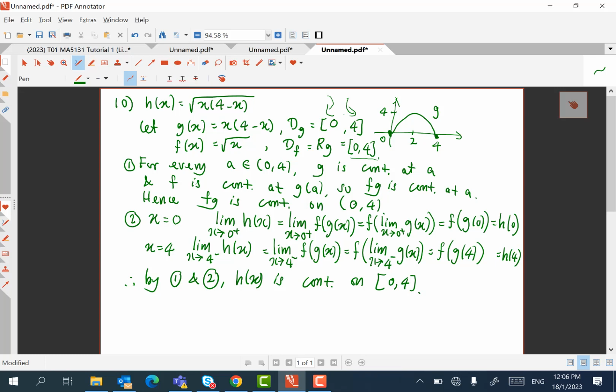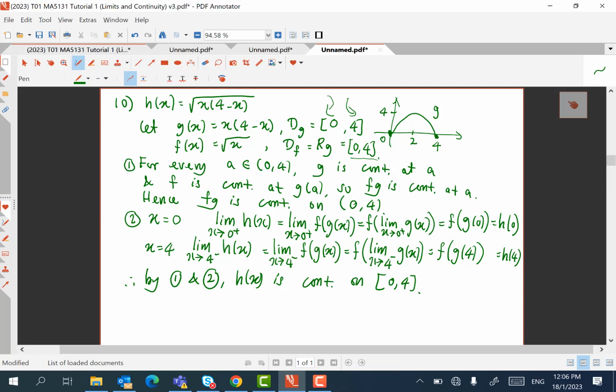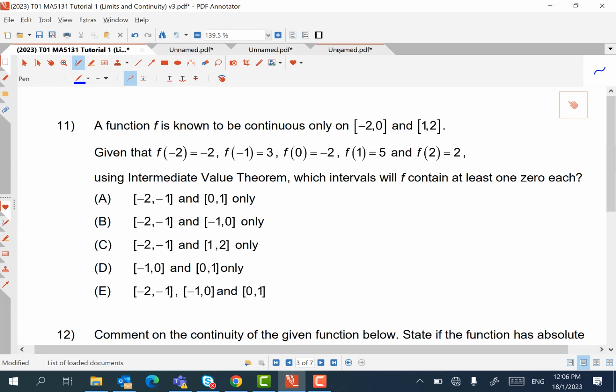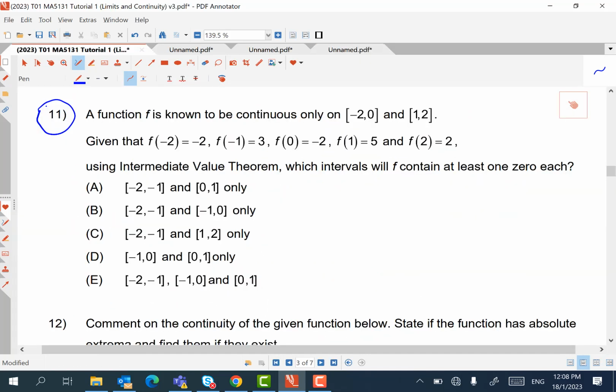Then with this, if you're good, we can look at 11. Question 11. Am I too fast? Let me roll back to this. Okay, question 11, you're very careful, no? It says continuous on the interval. Be very careful. Between 0 and 1, nobody knows. They didn't say.